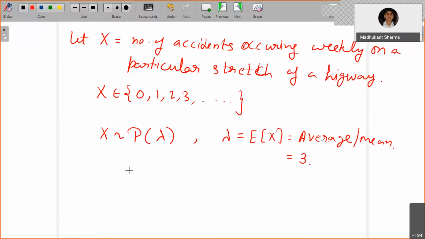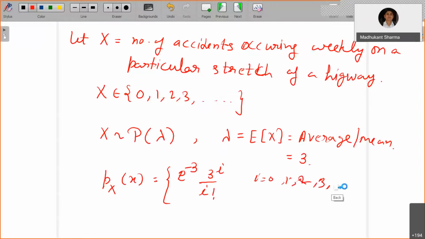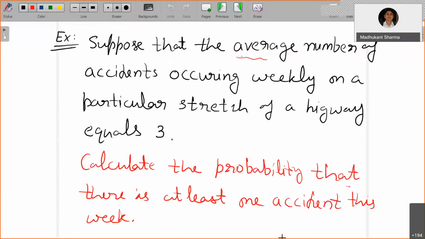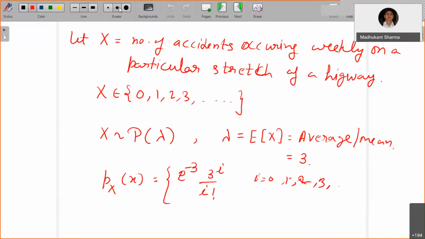Now the PMF in this case is e to the power minus lambda, that is e to the power minus 3, times 3 to the power i, divided by i factorial, whenever i equals 0, 1, 2, 3, and so on, and 0 otherwise.